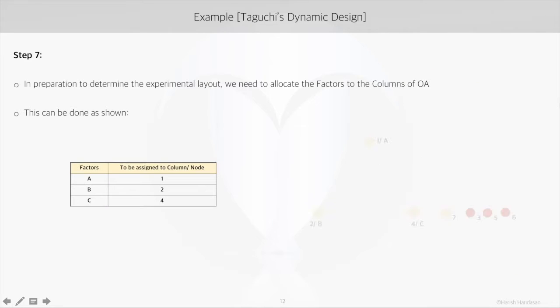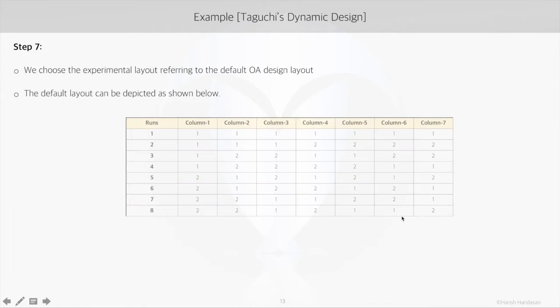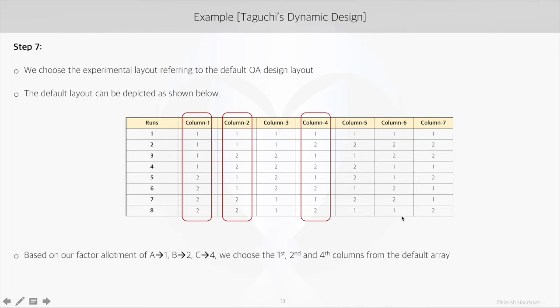Now we allocate factors to the columns in the selected array. So the first factor A is assigned to column 1, B goes to column 2, and C goes to column 4. This is the standard array layout for L8. Since we allotted factor A to 1, B to 2 and C to 4, we will choose the first, second and fourth columns from the default array. So this gives us the final experimentation layout for this example.